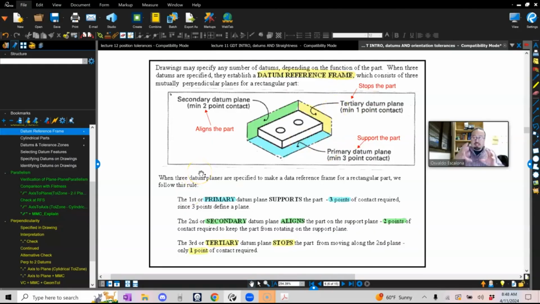Now, your part lives in 3D space, right? It lives in 3D space all over the place. And the whole idea is to lock all the degrees of motion. Once you lock all the degrees of motion, then your part will not move in space, and then you can start making measurements off of it. A good rule of thumb is to use the 3-to-1 rule.